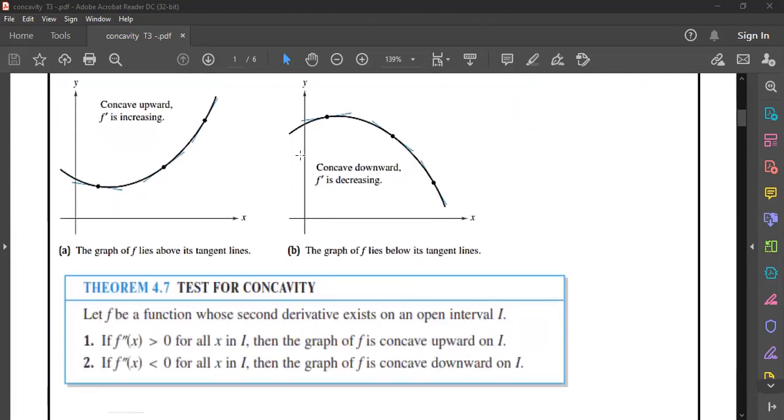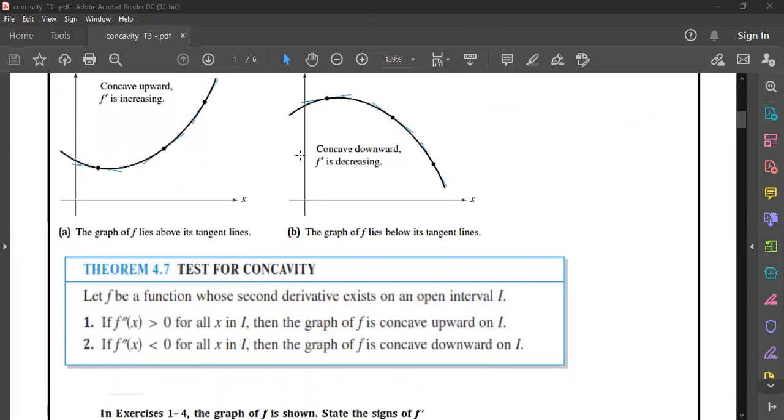Here, the test for concavity. How do I know whether the curve of a given function is concave upward or downward analytically? If you give me just the rule of the function and ask me to find the interval in which the function is concave upward or downward, I'll apply this test.